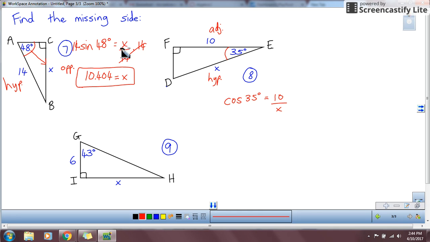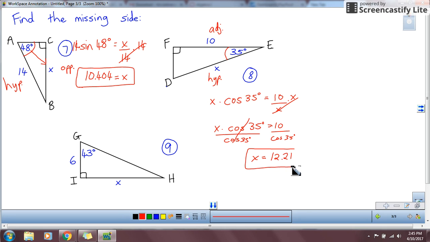Now we have to do a little bit more work than what we did up here to get x by itself. First, I would multiply both sides by x. So I would have x multiplied by cosine of 35 degrees equals 10. So then I would divide both sides by cosine of 35 degrees to get my answer. So 10 divided by cosine of 35 degrees, if you put that into a calculator, should give you 12.21 if we round to 2 decimal places.